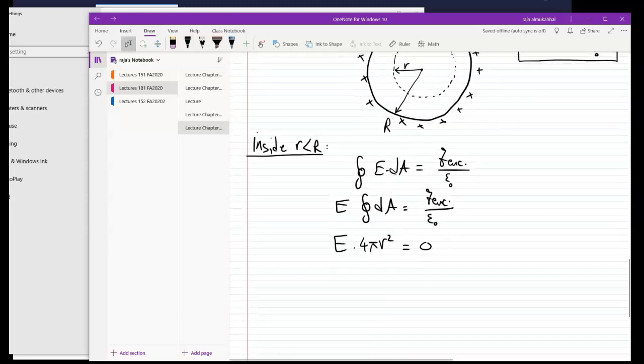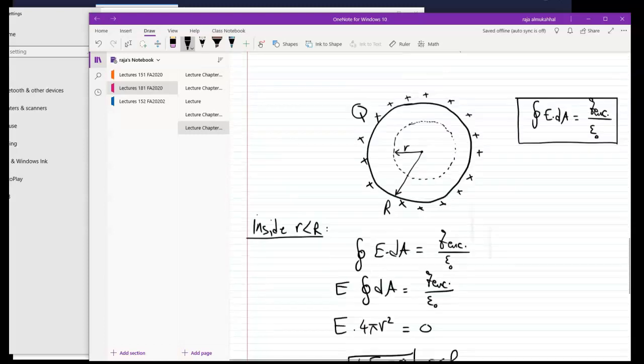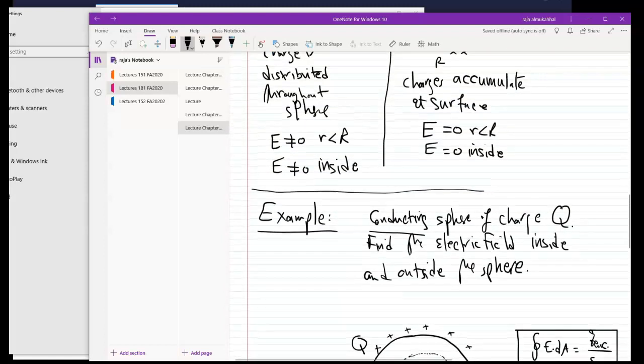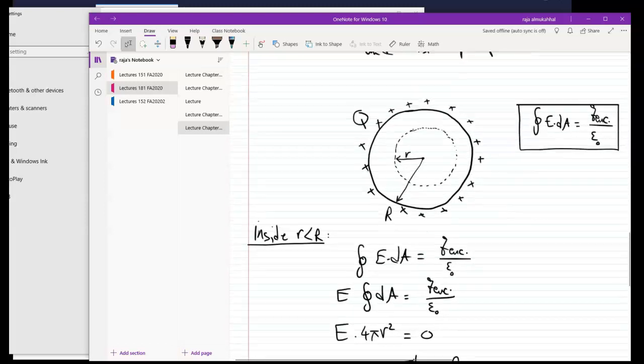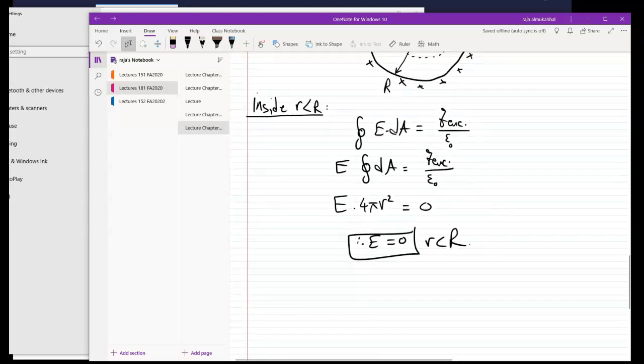And what does that mean? Therefore, the electric field is equal to 0 inside, for r less than R. We have just proven why this relationship holds. It may have been vague for you, but now we have just proven why this is correct. You got that? Simple? Okay.